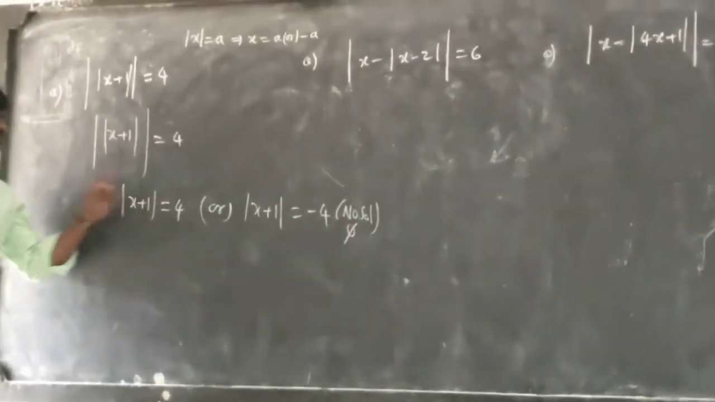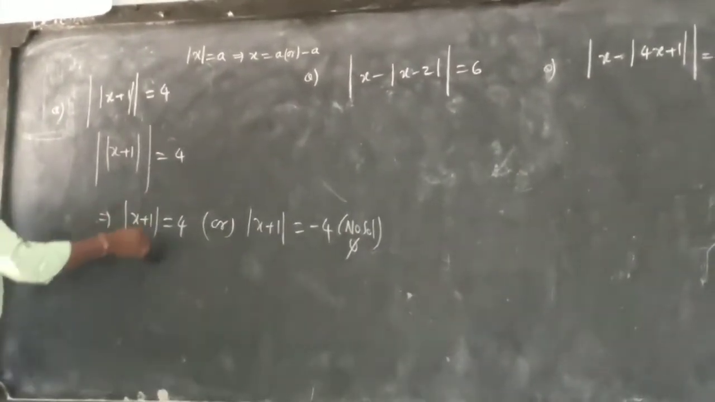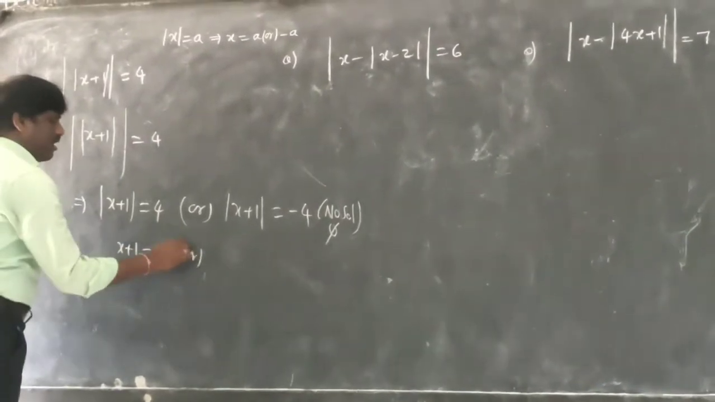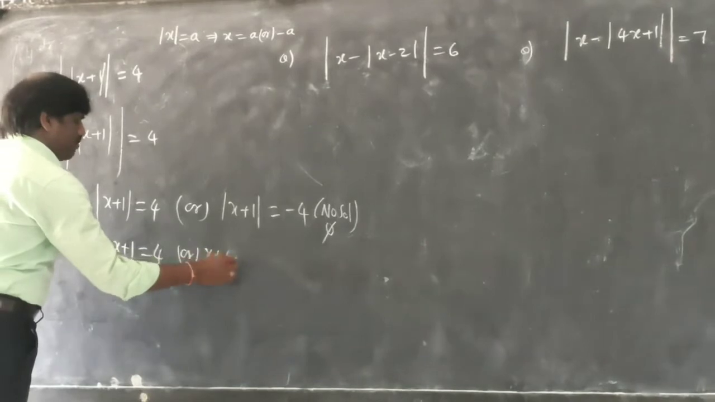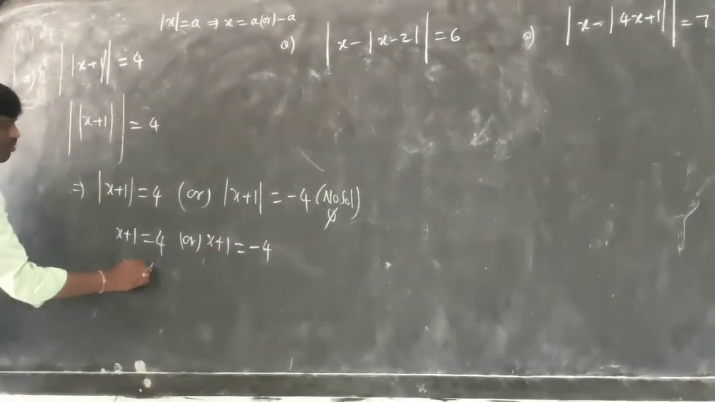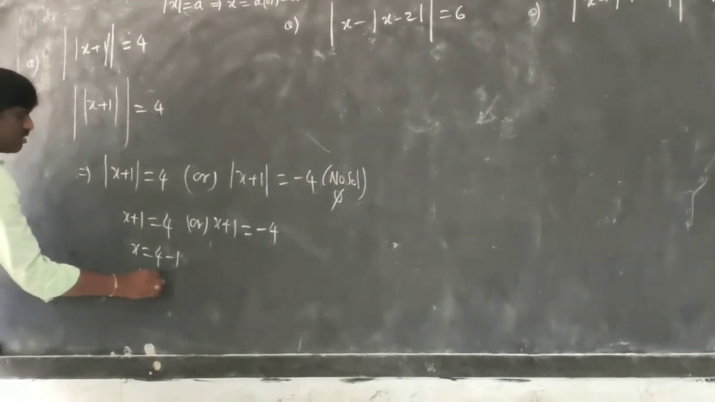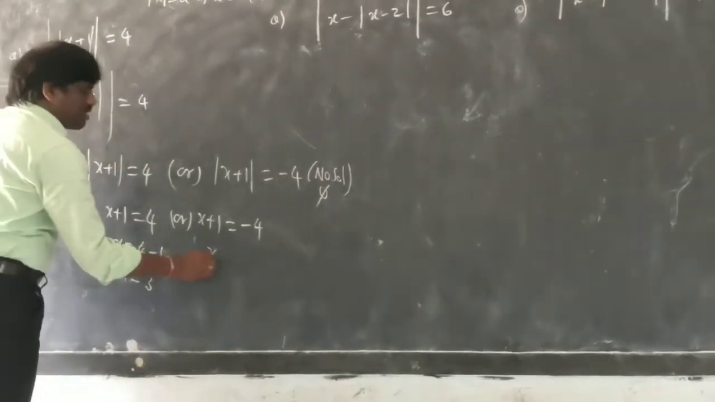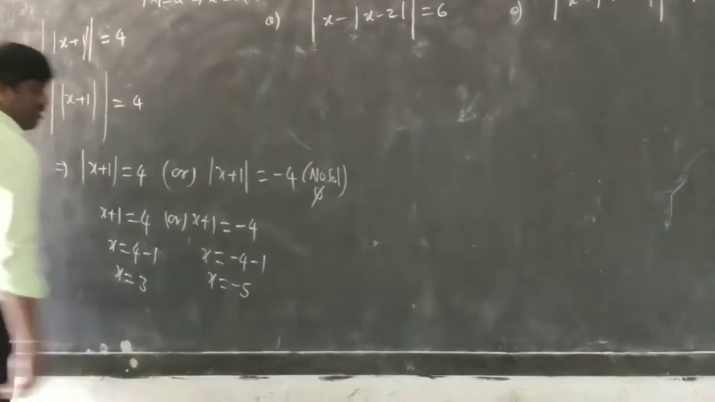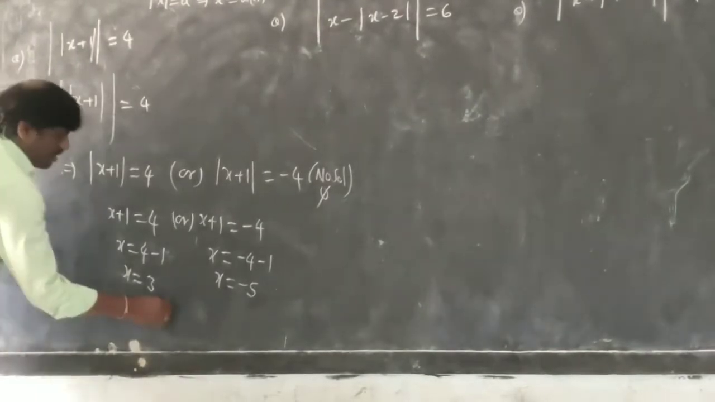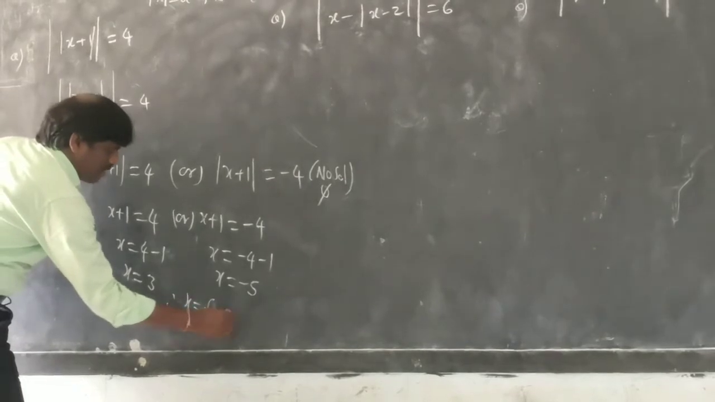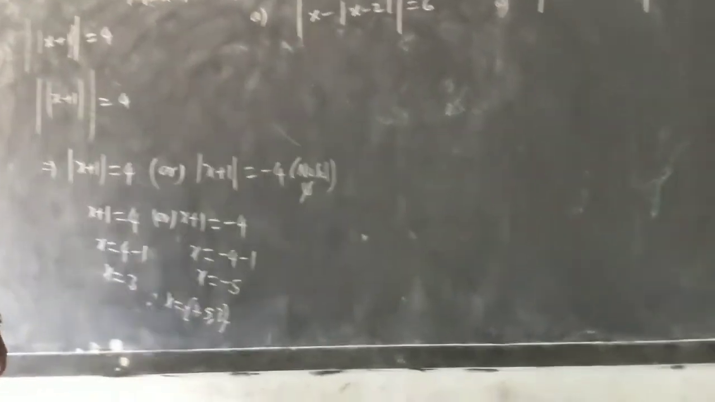Now, mod of x plus 1 equal to 4. Now you can open this modulus symbol, then I get x plus 1 is equal to 4 or x plus 1 is equal to minus 4. It means x is equal to 4 minus 1, that is x is equal to 3. x is equal to minus 4 minus 1, x is equal to minus 5. So finally the answer is x is equal to 3, minus 5. This is your final answer.